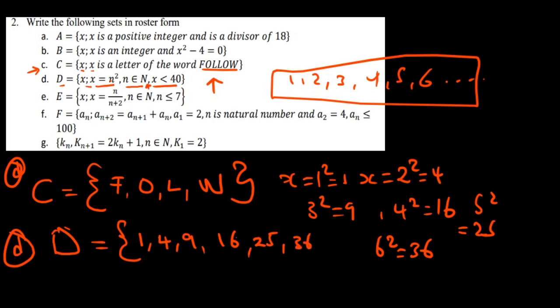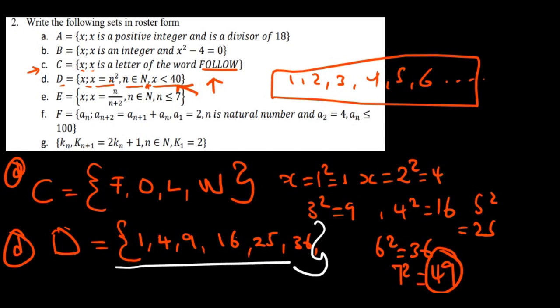36 there. And then the next one, what is 7 squared? 7 squared is 49. This 49 violates what we've been told, that it should be less than 40, so we can't put the 49 in this set. We are going to close this set just there, to have 1, 4, 9, 16, 25, and 36. So this here will be our set D.